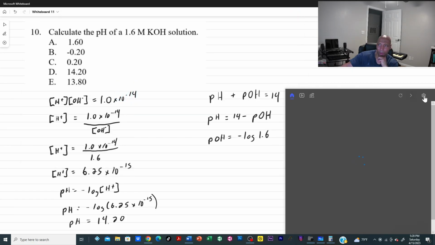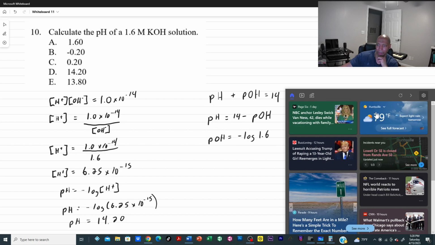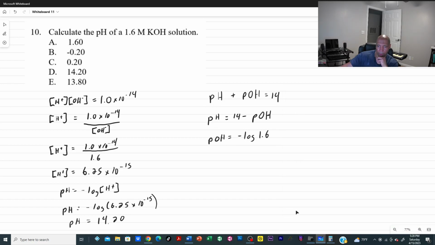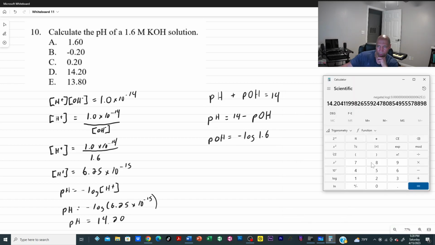Now, what we're going to do is go ahead and find the pOH. I'm going to get the pOH is equal to the negative logarithm of 1.6. All right. So let's go ahead and see what the negative logarithm of 1.6 is.